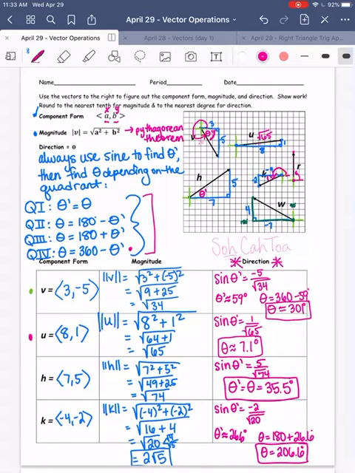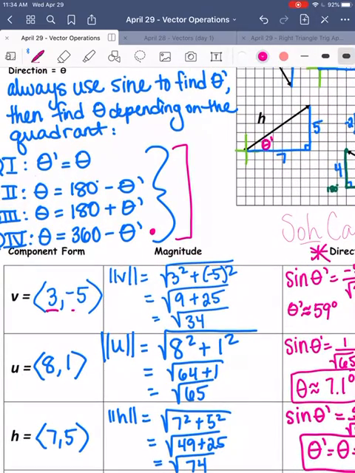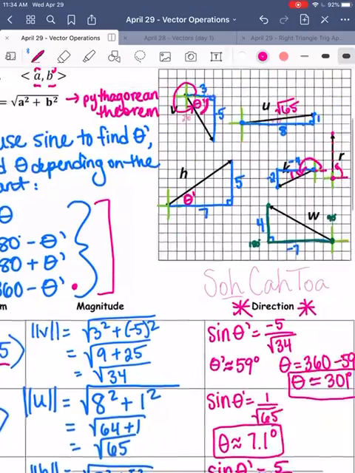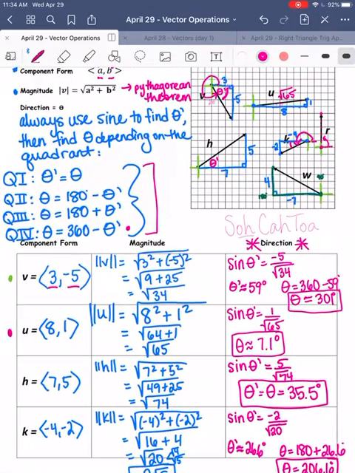So just be careful for your negatives. If you look here at V, it's a positive and then a negative, so that means it should automatically be in quadrant 4, because if you go to the right and then down, you can notice, yes, it is in quadrant 4. These are both positive, so U should be in quadrant 1. These are both positive, so H should be in quadrant 1. These are both negative, so quadrant 3, etc.